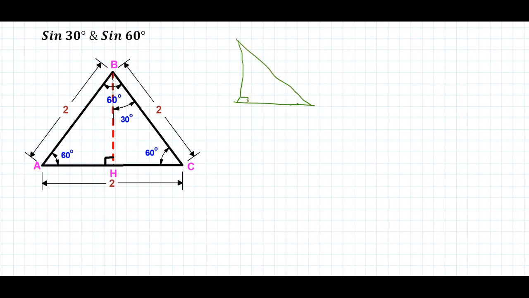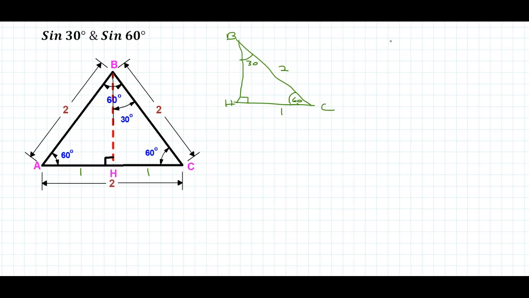And then we have here 30 degrees, and then we have 60 degrees here. And this is going to be 2. This is 1, because we're dividing 2 by 2. This is going to be 1. Now we need to find, this is B, this is H, and this is C. So we need to find the value of BH.